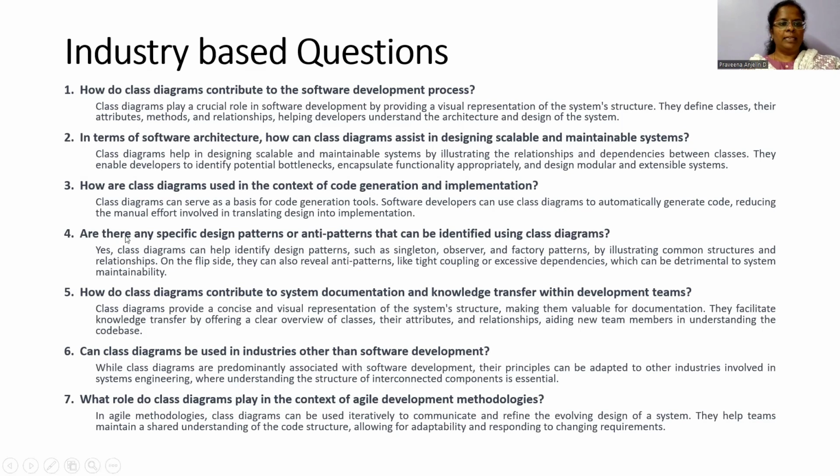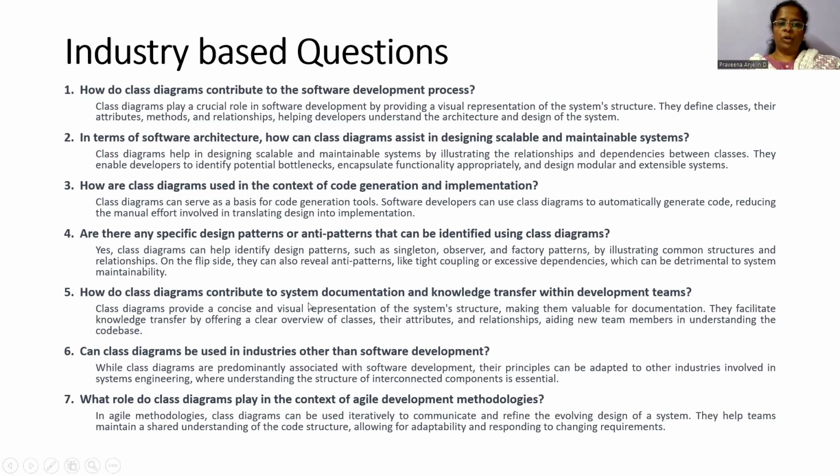Okay, next one is, are there any specific design patterns or anti-patterns that can be identified using class diagrams? Yes, class diagrams can help identify design patterns such as singleton, observer, and factory patterns by illustrating common structures and relationships. On the flip side, they can also reveal anti-patterns like tight coupling or excessive dependencies, which can be detrimental to system maintainability. So the factors involved in a particular system which will affect its maintainability can also be easily identified.